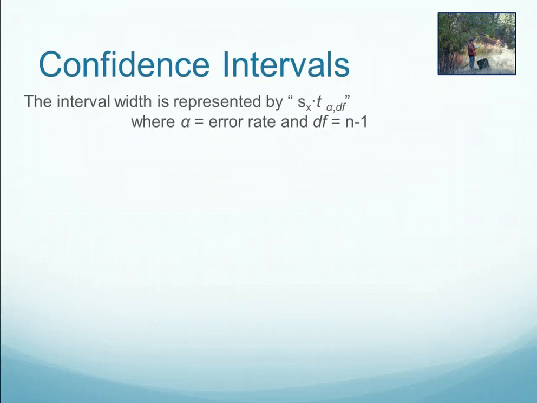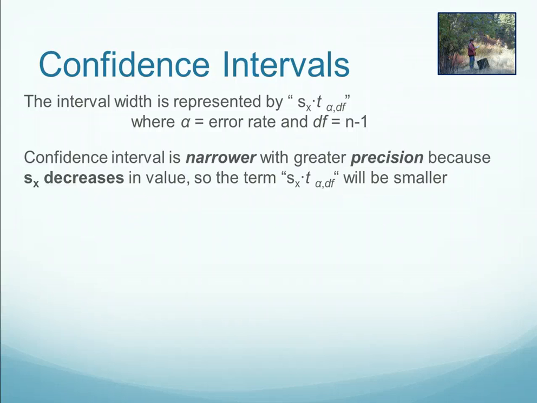So let's look at this a little more closely. The interval width is represented by the term S sub x times t, and t is a value that reflects both the error rate, alpha, and the degrees of freedom, which is the sample size minus 1. The confidence interval will be narrower if we have greater precision, because with greater precision the standard error is smaller. It decreases in value, so the term S sub x times t is going to be smaller.